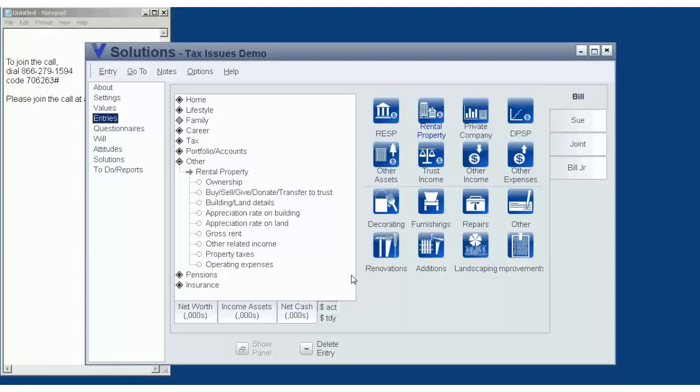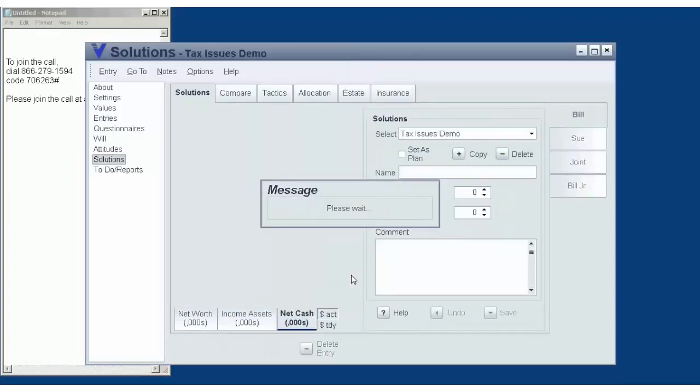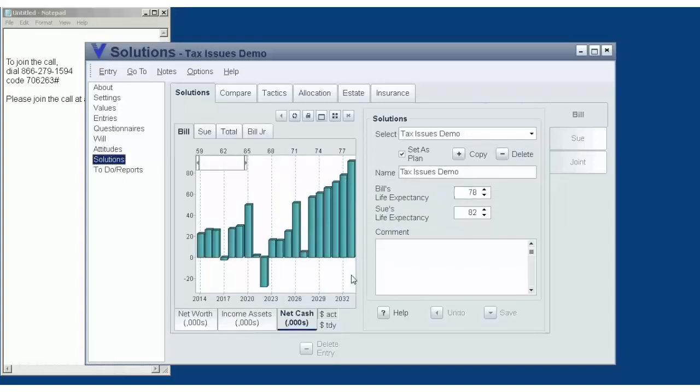So before we go on, I'm going to do one last thing to orient you to the software. I'm just going to go to the solutions page. You can look at this as your plan creation dashboard, if you will. Down below we have the ability to bring up output. Over here, we have the ability to create unlimited what-if scenarios all within the same file. We're going to be doing this today, so I just wanted to point this out. And then you can do other things, apply different planning tactics, reallocate portfolios, look at estate output, which we'll be doing later, and of course, analyze insurance needs.